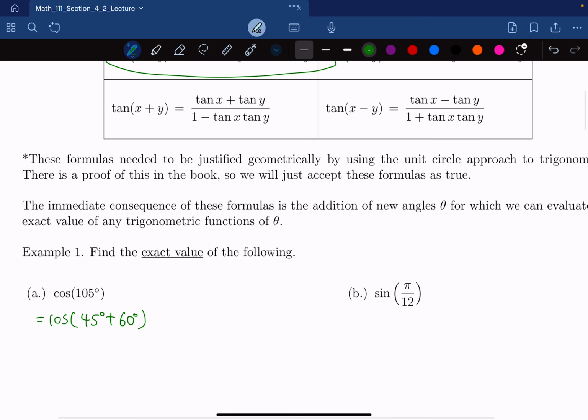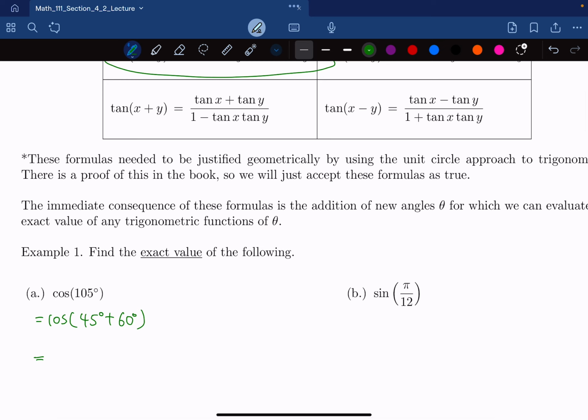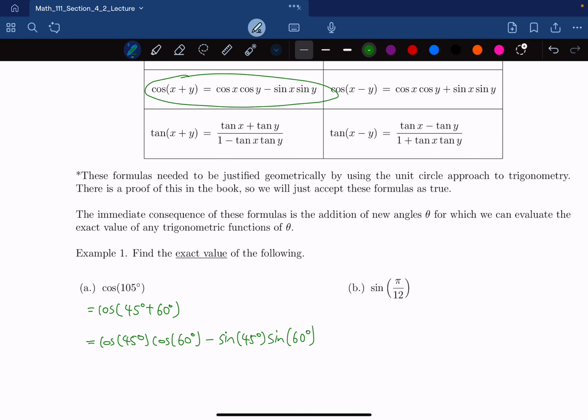So it basically comes down to cosine of 45 degrees, cosine of 60 degrees, minus, remember changing the sign from the inside to the outside, sine of 45 degrees, and then sine of 60 degrees. Okay, so I'm just applying the formula up there.